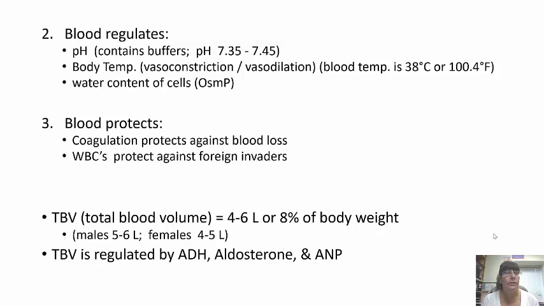Blood also has a protective feature. It coagulates to protect against blood loss. So when you get a cut, you're not just going to bleed incessantly for days on end. Your blood will coagulate to stop the bleeding. It also has white blood cells to protect against foreign invaders. So the total blood volume is about 4 to 6 liters, or about 8% of our body weight. Males have slightly more than females, and this is regulated by antidiuretic hormone, aldosterone, and atrial natriuretic peptide, which we talked about in the endocrine system.